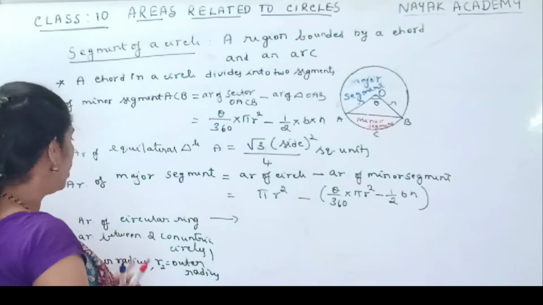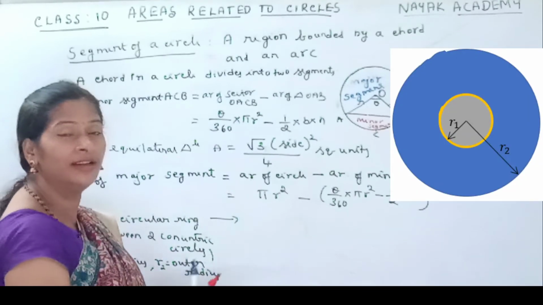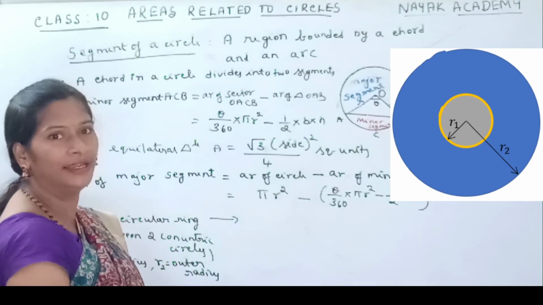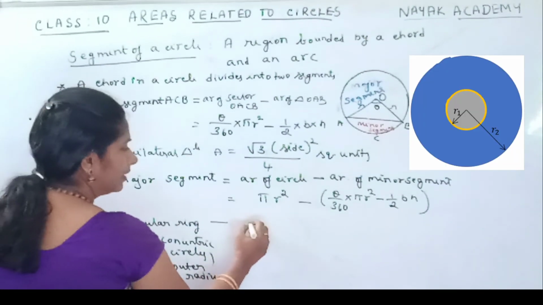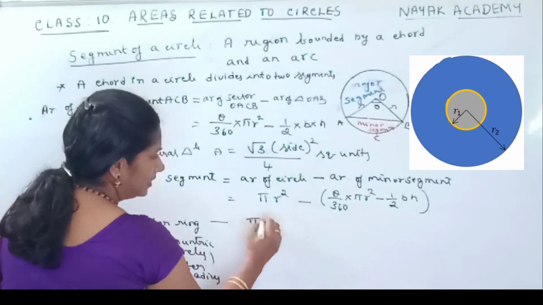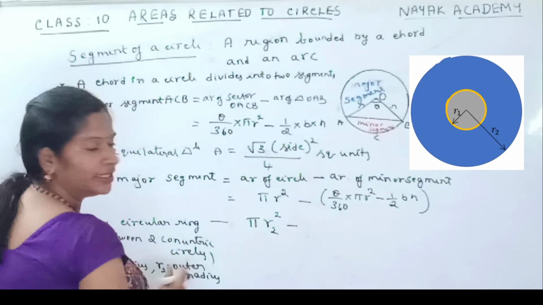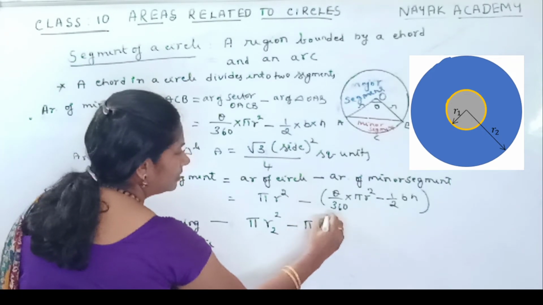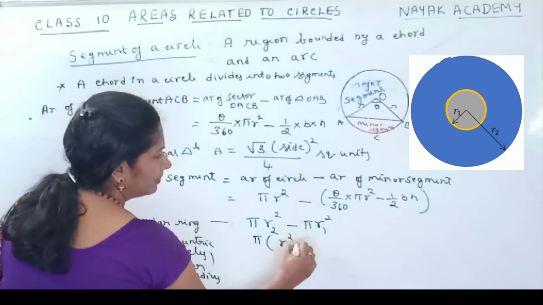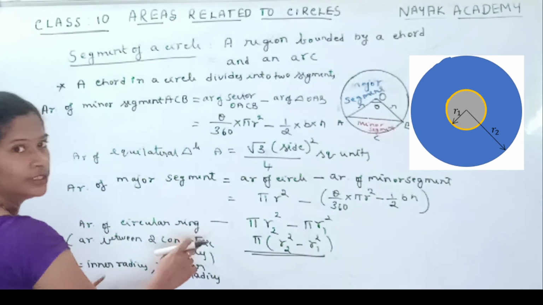Now let us learn how to find the area of a circular ring. What do you mean by circular ring, children? The area between two concentric circles is called circular ring. Now area of the circular ring. Area of the outer circle is pi r2 square minus area of the inner circle, that is pi r1 square. So pi you can take common outside, children. So pi into (r2 square minus r1 square). This is the formula to find the area of the circular ring.